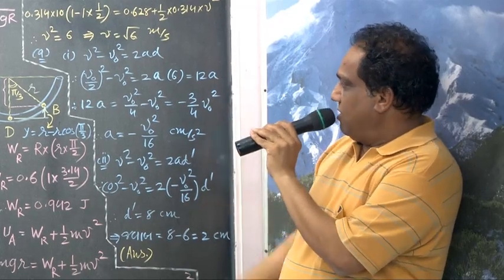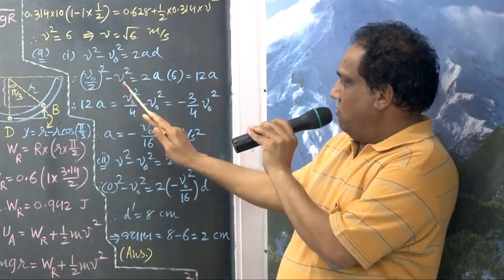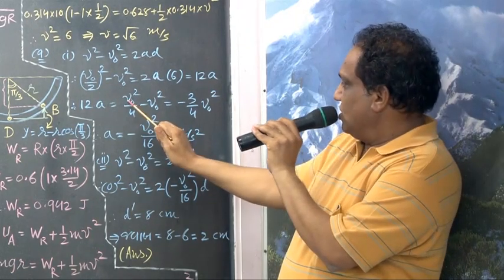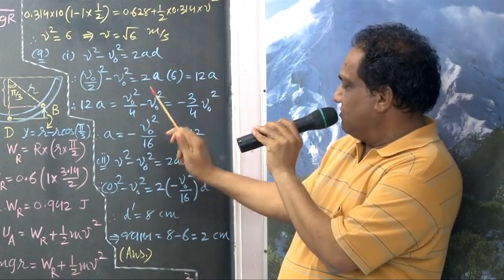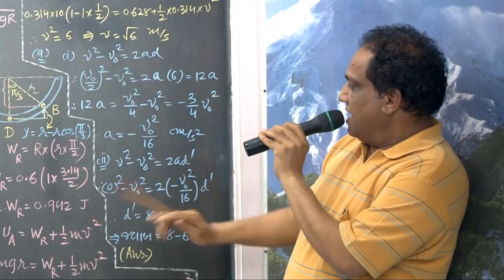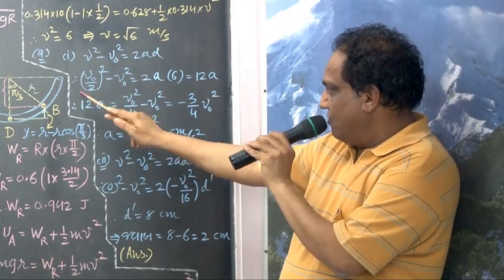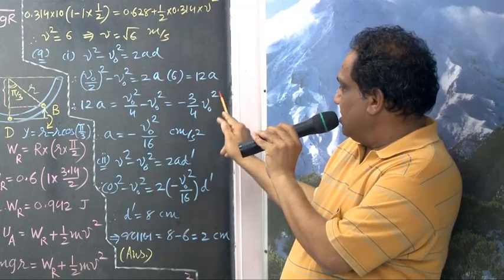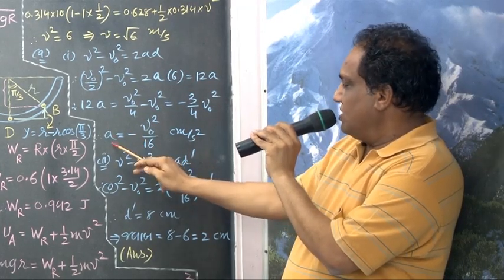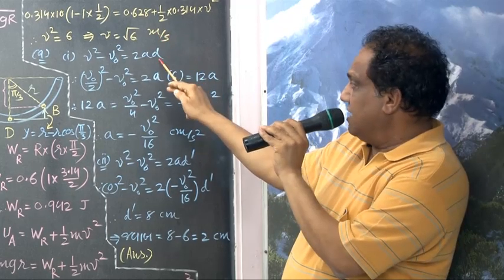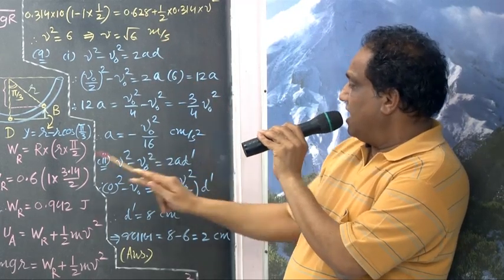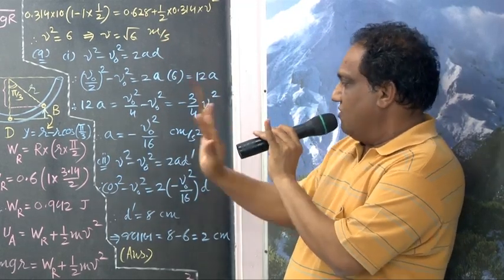Now this 12a will be how much? v0 square upon 4 minus v0 square. v0 square I can take common, 1 by 4 minus 1, that is minus 3 by 4. Now find out a. Take this 12 down. 3 4s are 12, 4 4s are 16. So it is minus v0 square upon 16, and the unit of acceleration, because you have taken the distance in centimeter, be careful, is centimeter per second square.